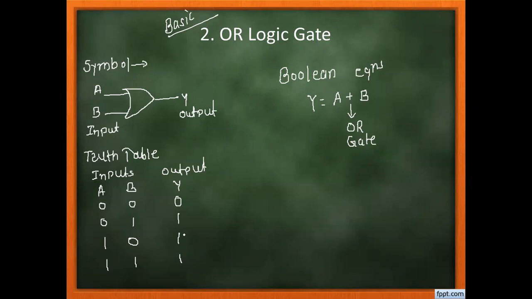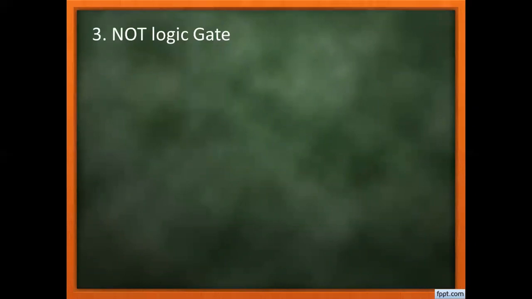Okay. Now the third logic gate, we call it the NOT logic gate. As I said, there are a total of 7 logic gates, but out of these 7, this is the only logic gate which has only one input and one output. For the rest of the logic gates, there are 2 inputs and 1 output. So this is the basic difference of the NOT gate.